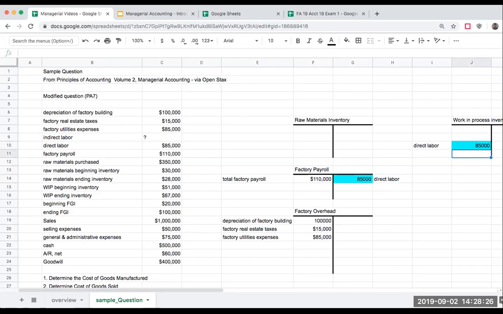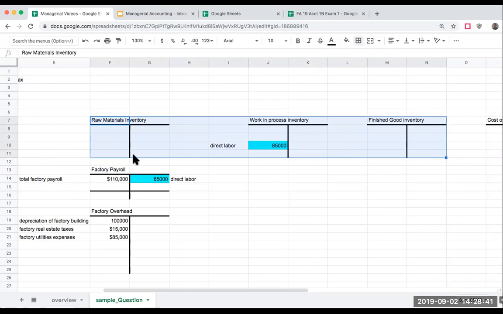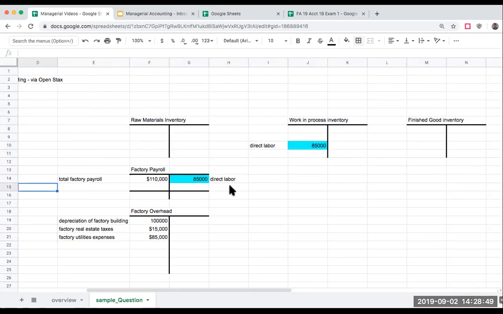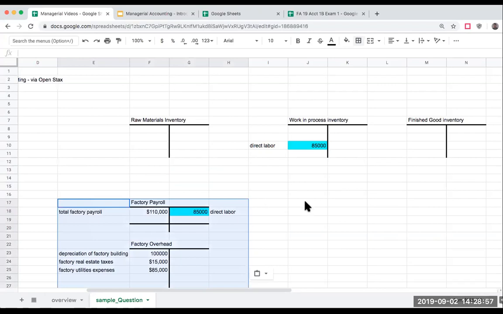of 85,000. Now, one of the things I may have mentioned to you in a prior video is that the only three accounts that are going to go onto our balance sheet are these three right here, or ending raw materials, ending work in process, ending finished goods inventory. Okay, factory payroll and factory overhead must be closed out to zero. They have to have a zero balance because we have to apply these during the period.